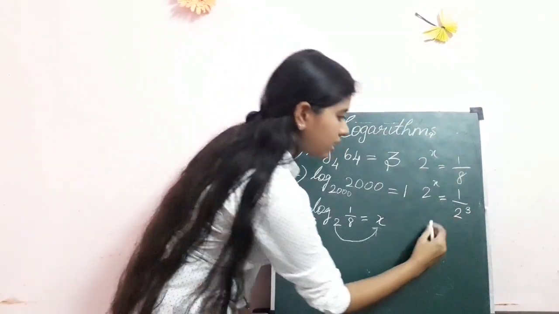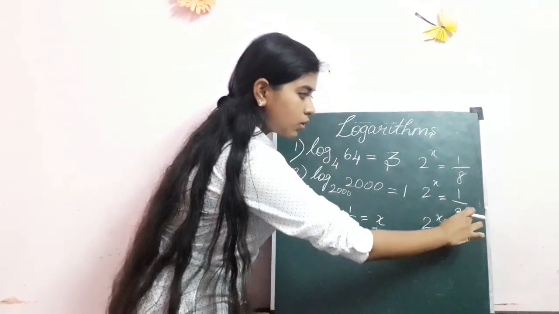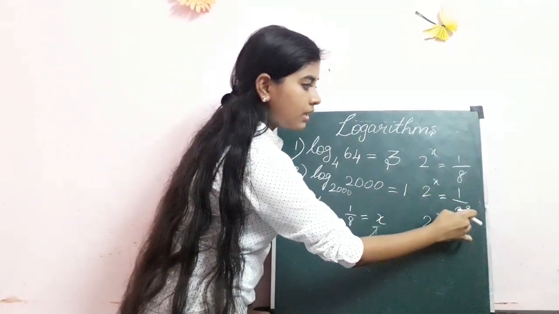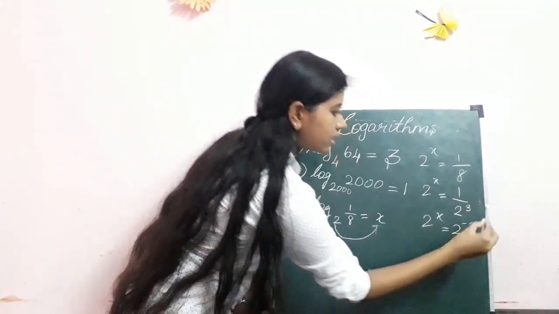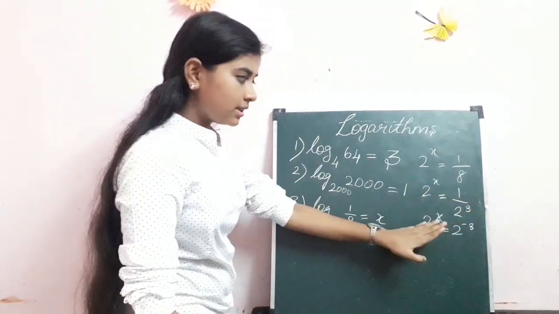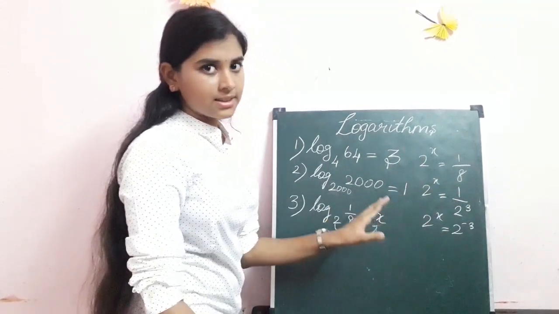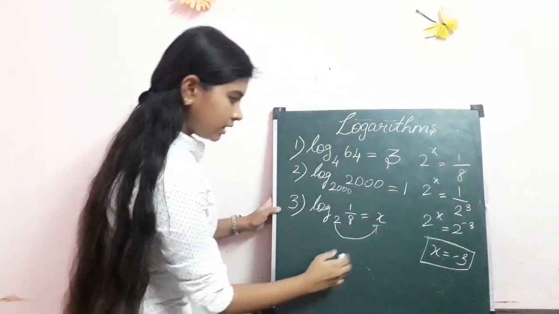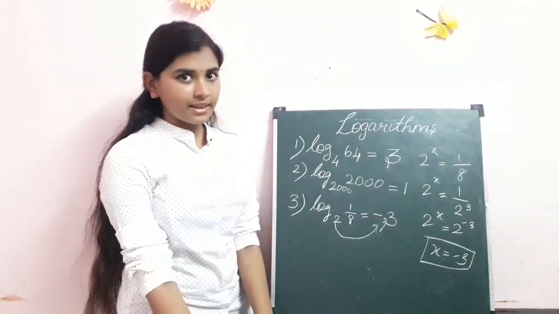2 power 3 gives you 8. So what I am doing is 2 power x equals, when 2 to the power 3 goes to the numerator, the sign of the power changes to negative. So 2 to the power minus 3. So I have the base same. So equate your x. Equating the powers gives you x equals minus 3. Got it? So here I will write minus 3. Wasn't it super quick and easy?